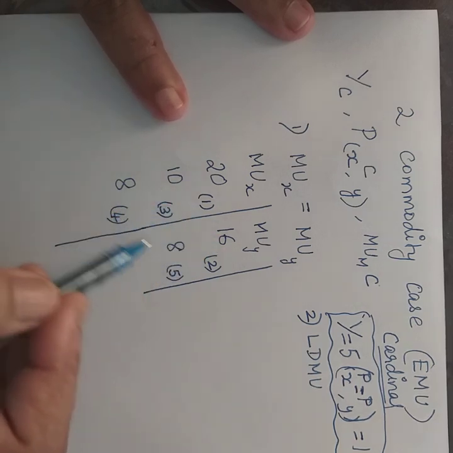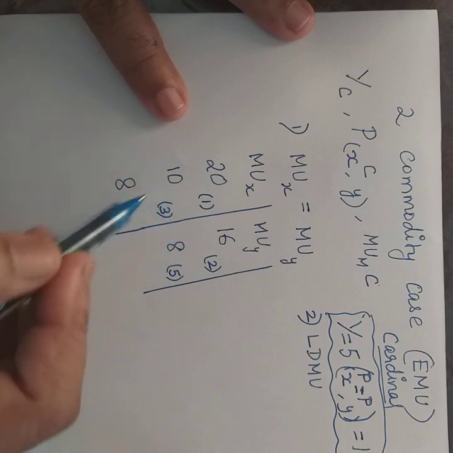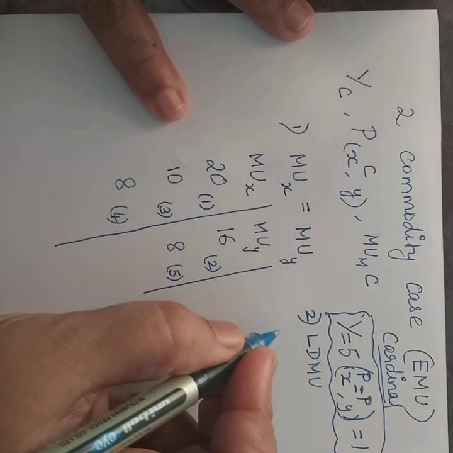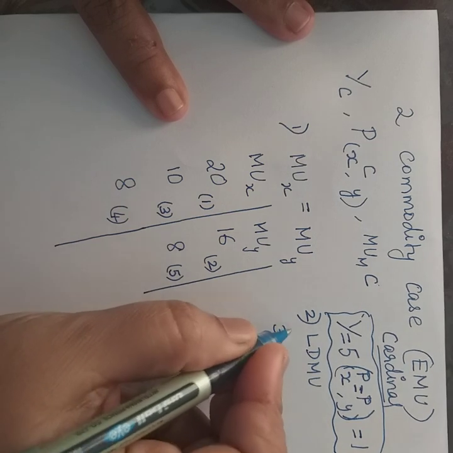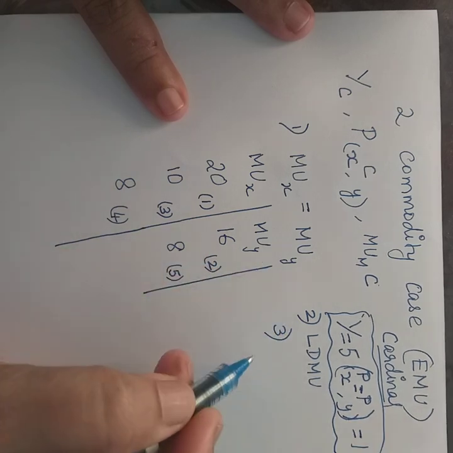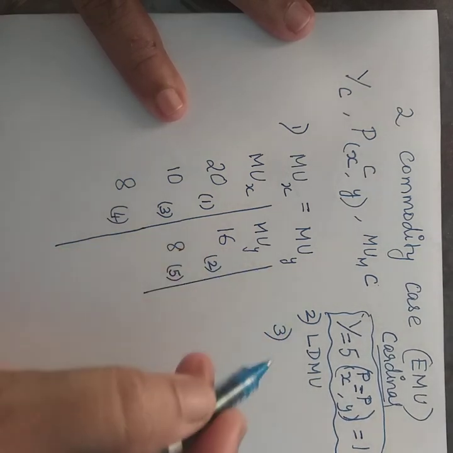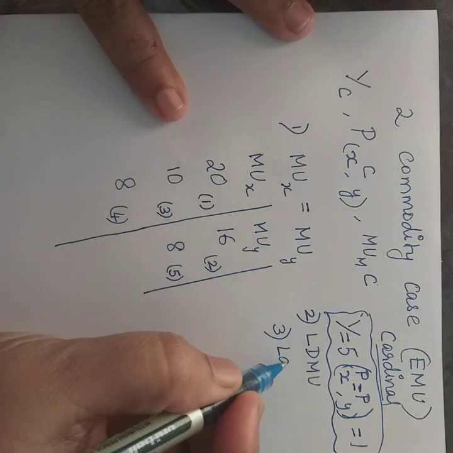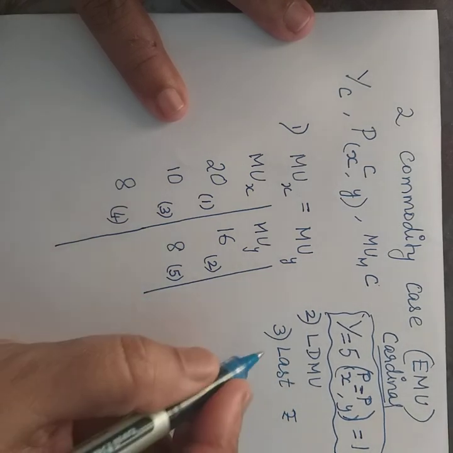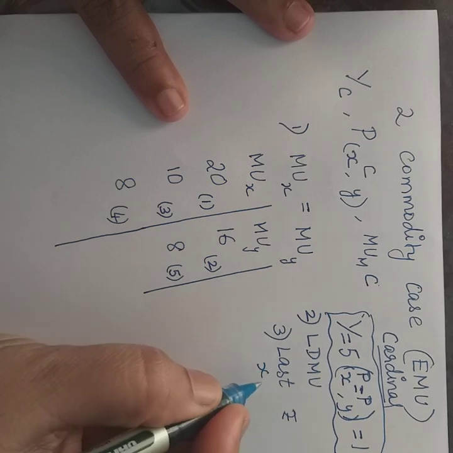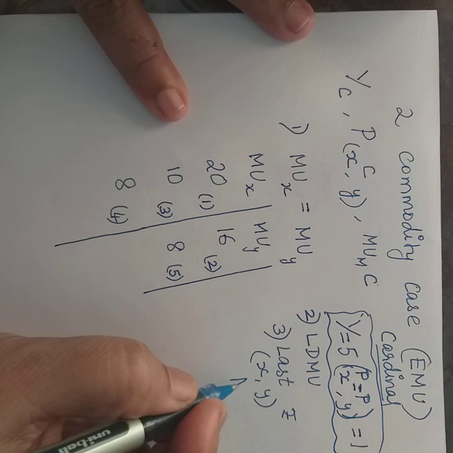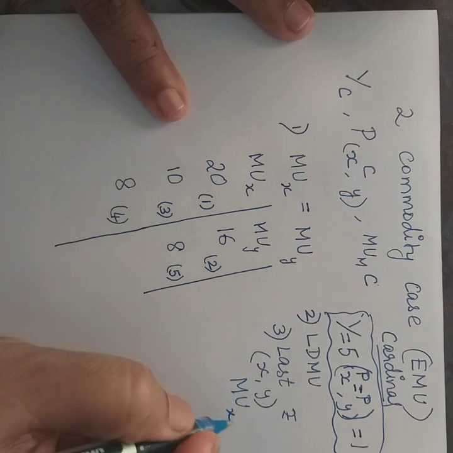Now through this table, I will mention yet another condition. The third condition, through this marginal utility equation, is that the last rupee that is going to be spent on both the commodities X and Y should give an equal utility.